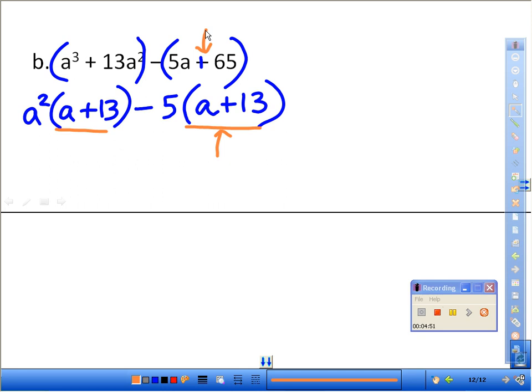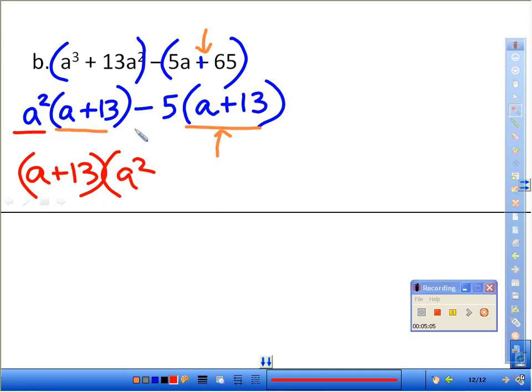All right, now we factor out again. We factor out an a plus 13 from each of those terms. And we're left with a squared and a minus 5. The answer to this problem is a plus 13 times a squared minus 5.